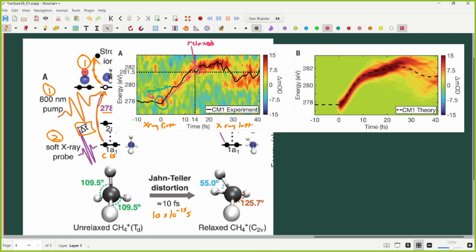Right? And as you can see, it kind of fluctuates a little bit after there, and it drops down again and finds a new equilibrium value, right? And that's not really clear why that is. You would think that once it hits that relaxed point at 14 femtoseconds, it'd be done. But as you can see, it oscillates back down again.